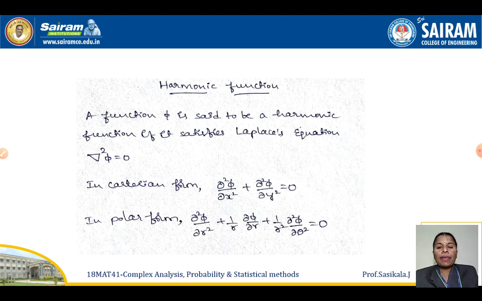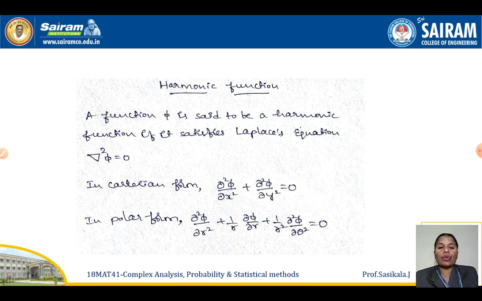A function phi is said to be a harmonic function if it satisfies the Laplace equation, del squared phi equal to 0. In Cartesian form, it is dou squared phi by dou x squared plus dou squared phi by dou y squared equal to 0. In polar form, dou squared phi by dou r squared plus 1 by r into dou phi by dou r plus 1 by r squared into dou squared phi by dou theta squared, which is equal to 0.